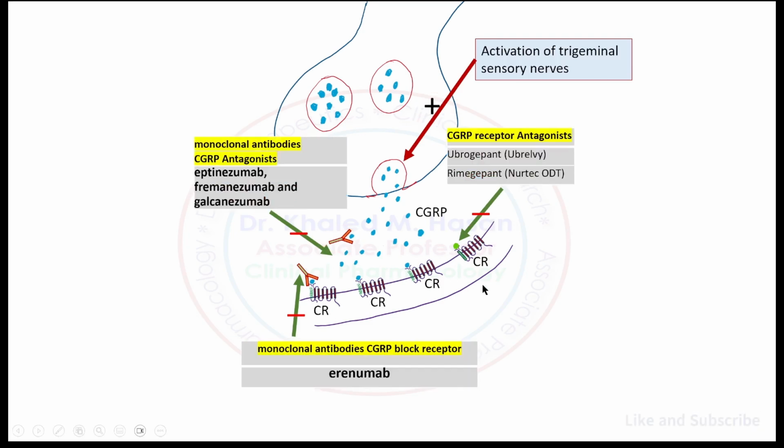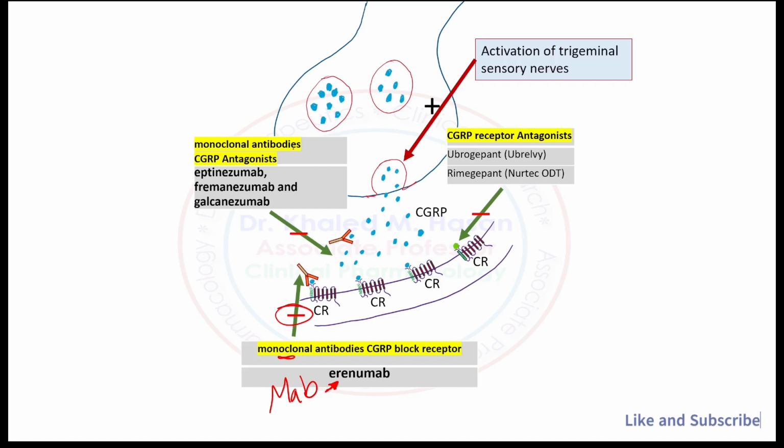Okay. So you can see here the examples for us. For CGRP receptor antagonists, we have rimegepant and atogepant, Ubrelvy, and Nurtec. What about the monoclonal antibody that blocks the receptor? For the monoclonal antibody that blocks the receptor, we have erenumab. Erenumab, this monoclonal antibody, MAB stands for monoclonal antibody, binds to the receptor and blocks the receptor.